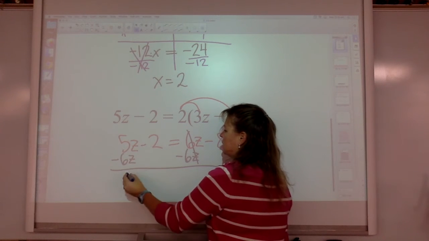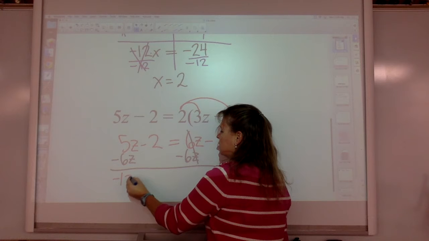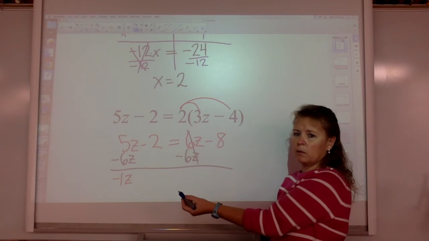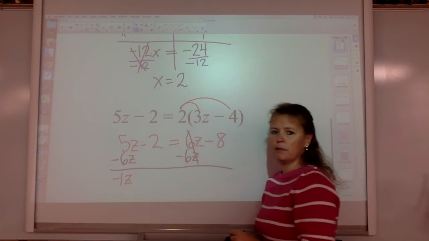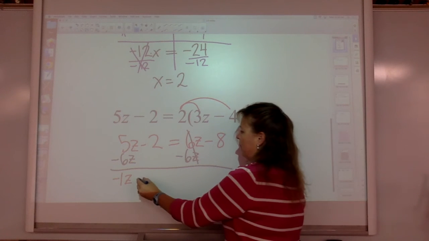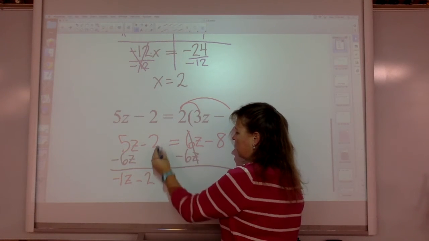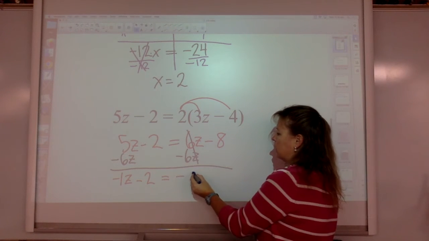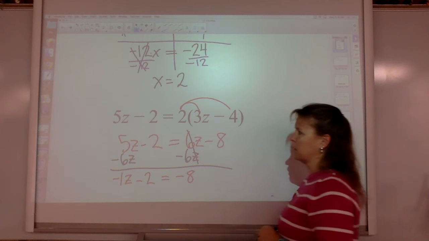5z minus 6z is negative 1z. And those of you that already know this, you don't have to put that 1 there. We're used to seeing it in the book as just negative z. Minus 2 is still there. Equals, and don't lose track of your negative over here, it's a negative 8 that we're left with.